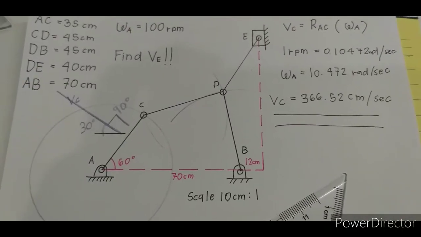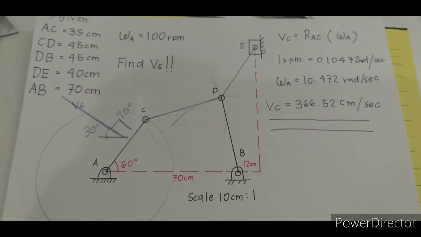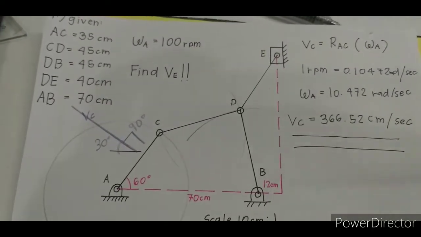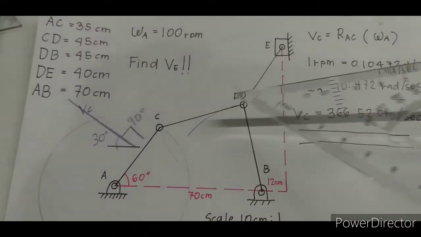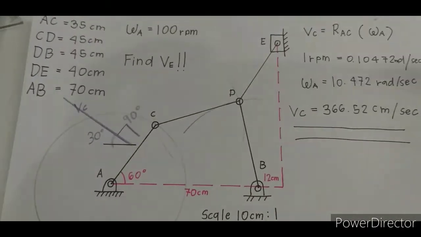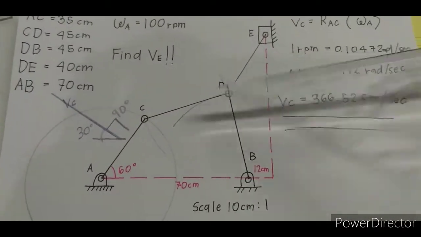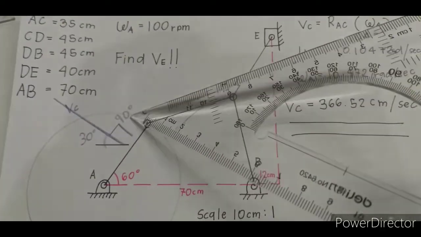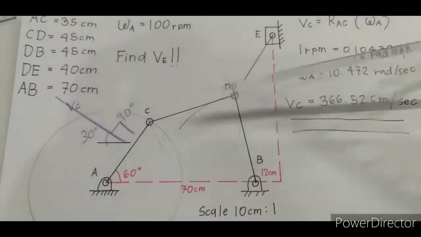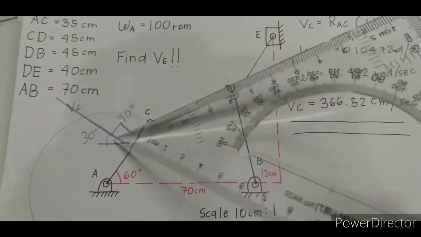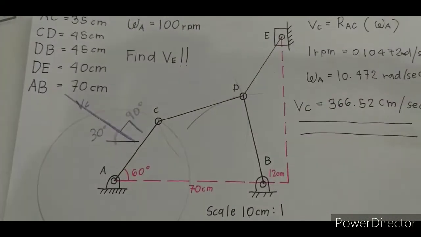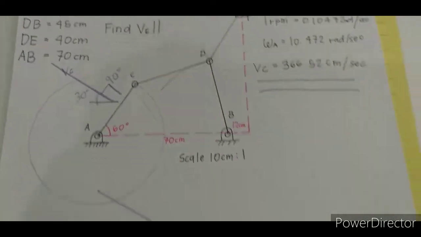Now that we have our perpendicular line from AC, we can measure this, and I measured it as around 30 degrees, which makes sense because 30 plus 90 plus 60 would equal 180 from our origin line. So this makes perfect sense.